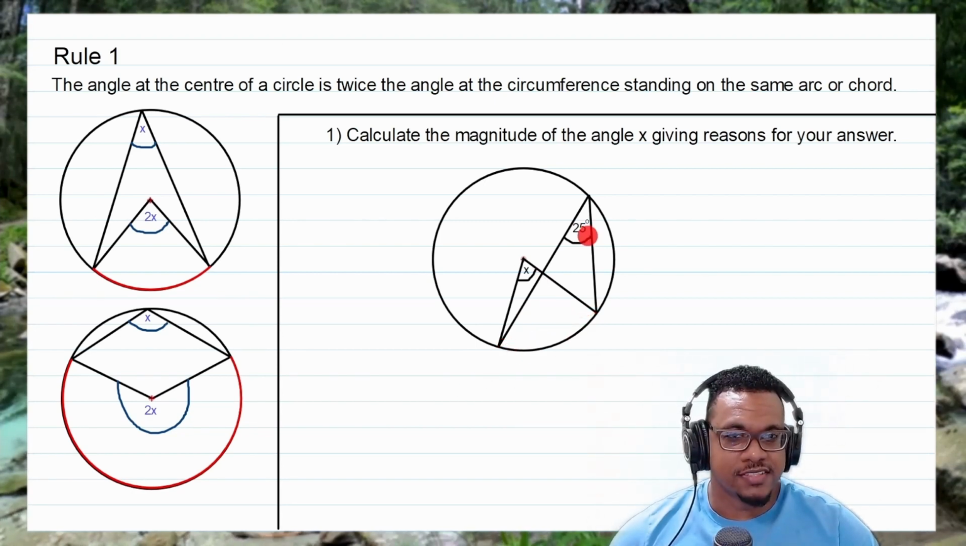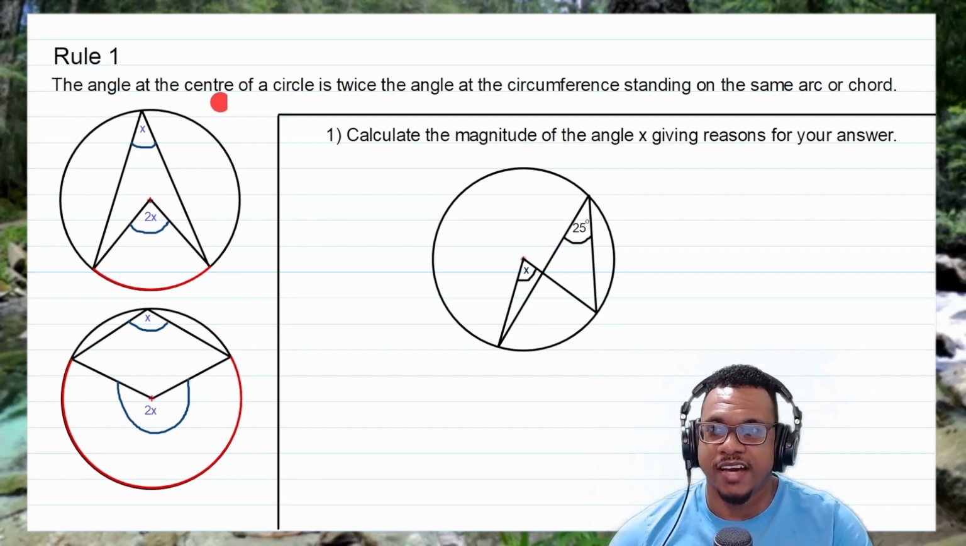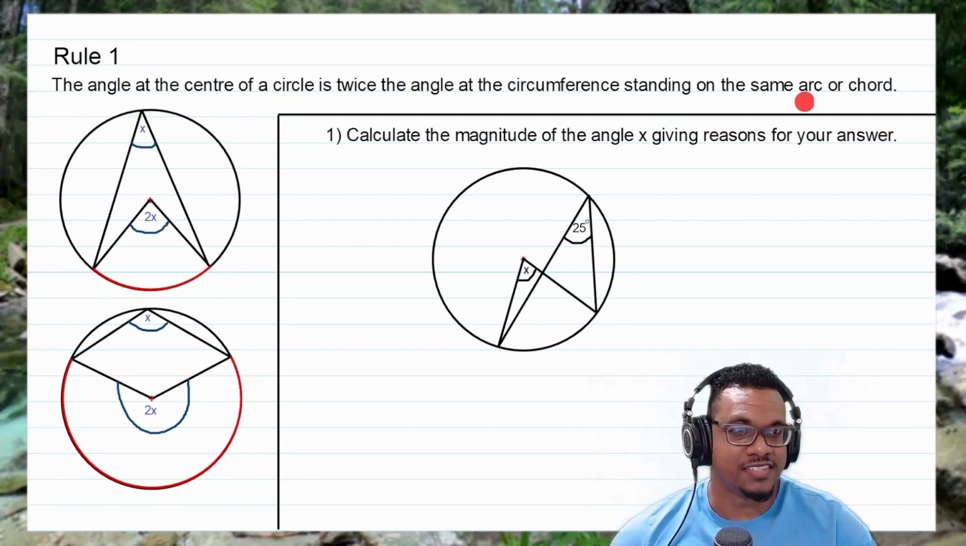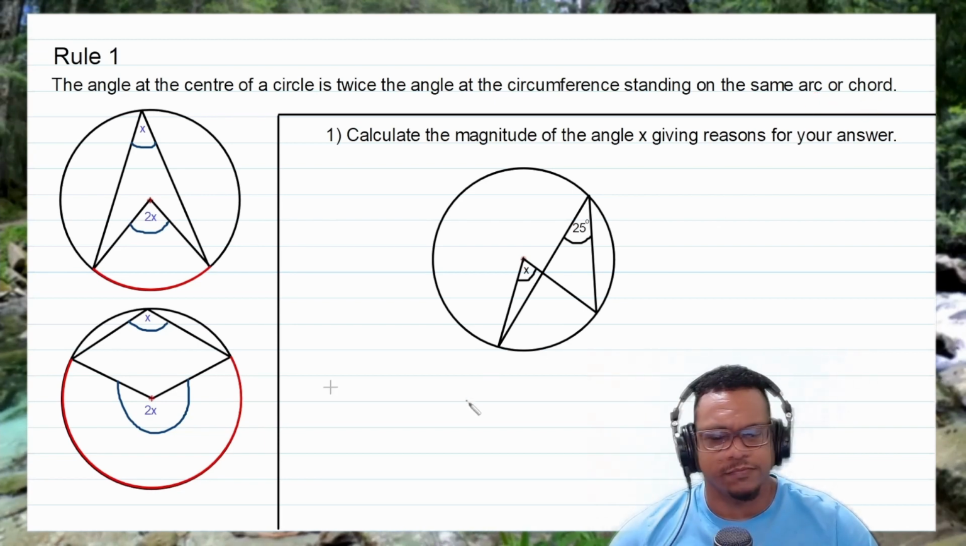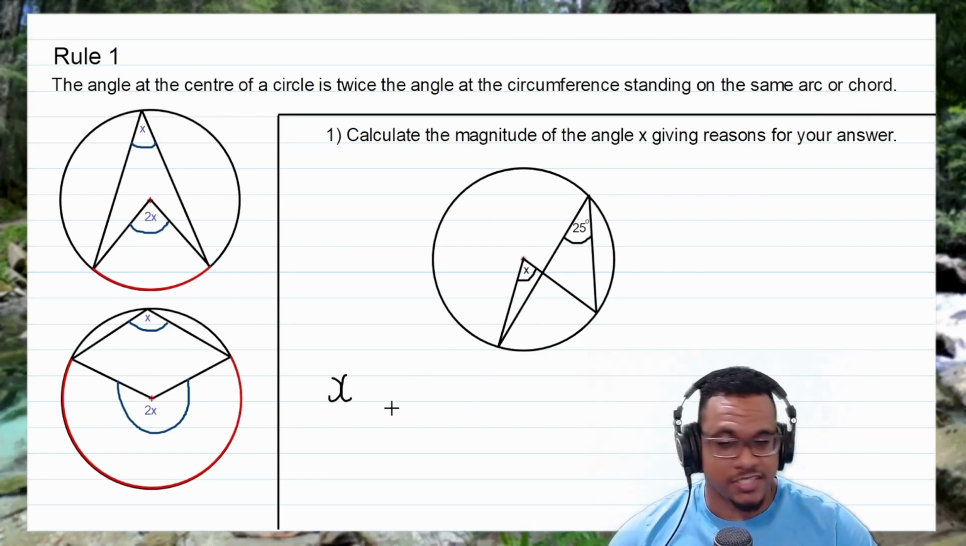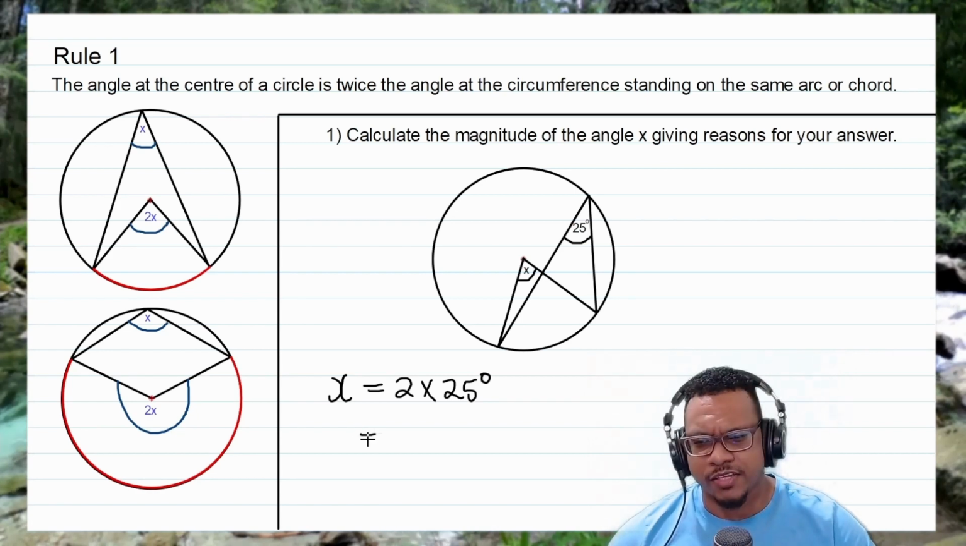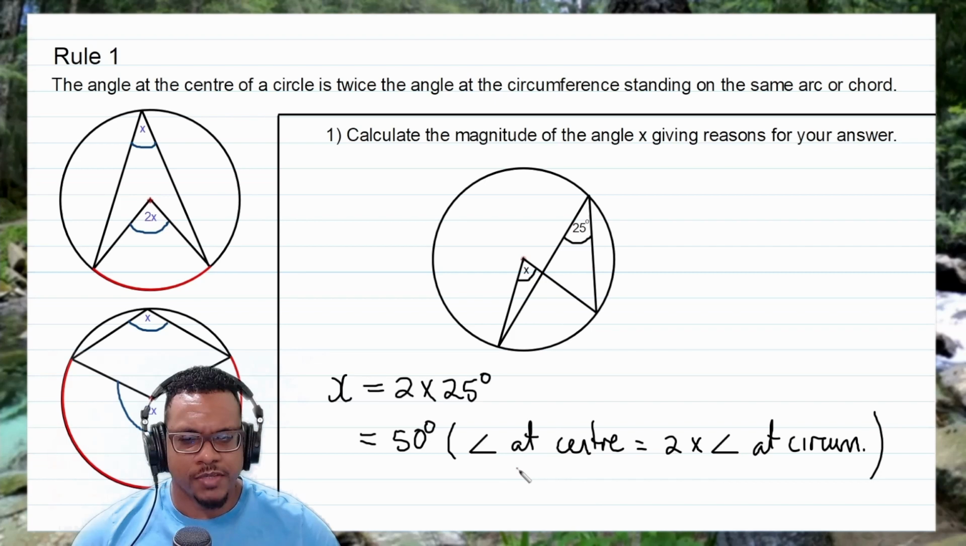Therefore, these two angles satisfy this rule where the angle at the center of the circle is twice the angle at the circumference, standing on the same arc or chord. So I'll write x, which is the angle at the center of the circle, is equal to 2 times 25 degrees. And your answer is 50 degrees. So my reason would be, this is the symbol for angle, so angle at center is equal to 2 times angle at circumference.